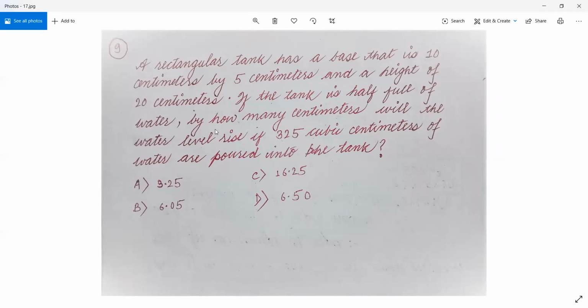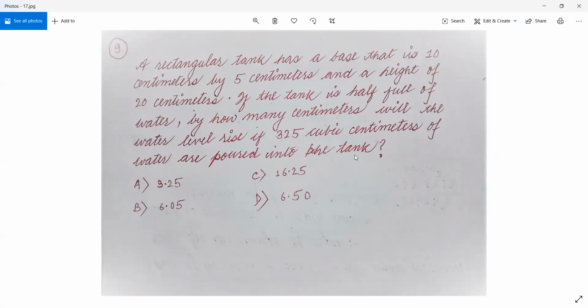So it's half full of water. By how many centimeters will the water level rise if 325 cubic centimeters of water are poured into the tank? Right? We have a rectangular tank. Its base is 10 centimeters by 5 centimeters. Length is 10 and breadth is 5 centimeters. So total height is 20 centimeters.